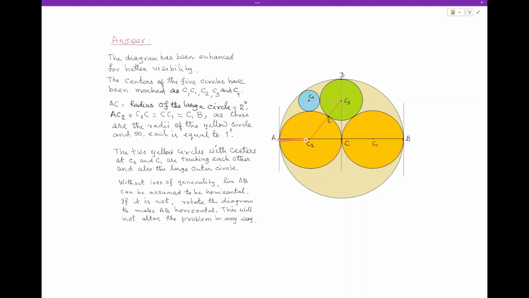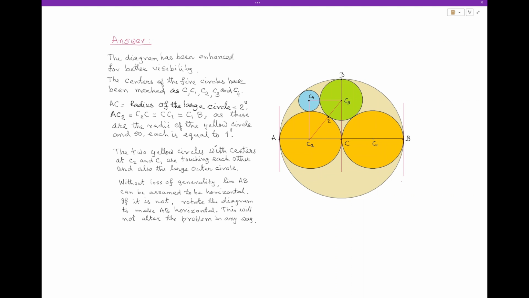AC2, which is the same as C2C1, which is the same as CC1, and that is equal to C1B. All of these are equal to the radius of the small yellow circles, and each is equal to 1 inch. The two yellow circles with centers at C2 and C1 are touching each other, and also the large outer circle.